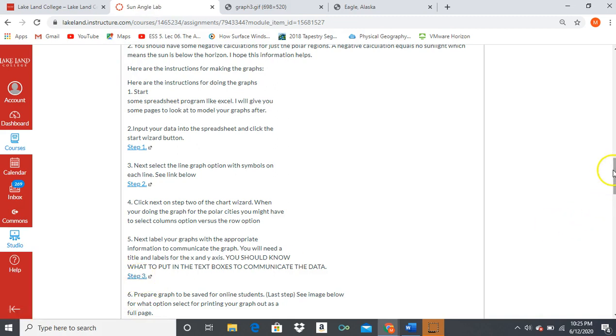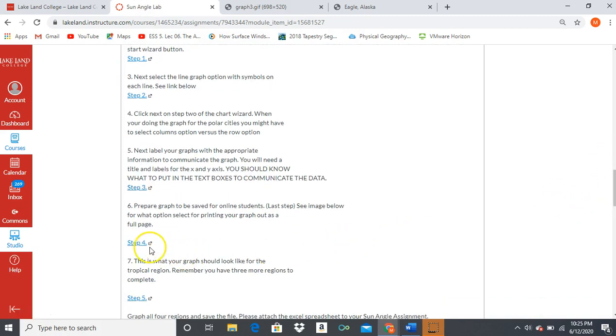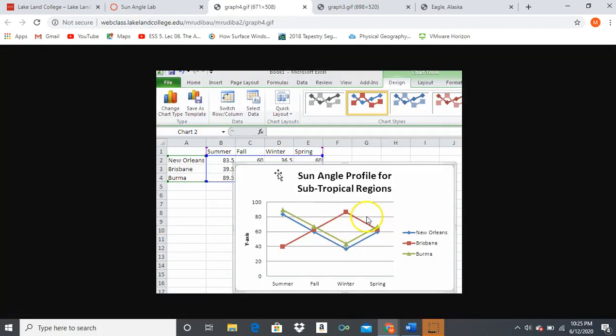Your final step will be to produce a graph, and this is what your graph should look like when you get done. You should have 4 regions, one for the tropics, one for the polar, one for the subtropics, and one for the mid-latitude. And what you end up looking at, as you can see here, is you've got 3 cities, and these lines show you how the sun angle is changing with degrees by season. Where the sun angle is at its highest, that's when you're getting your most direct sunlight. When the sun angle gets to its lowest, that's when a location is getting its weakest solar radiation.